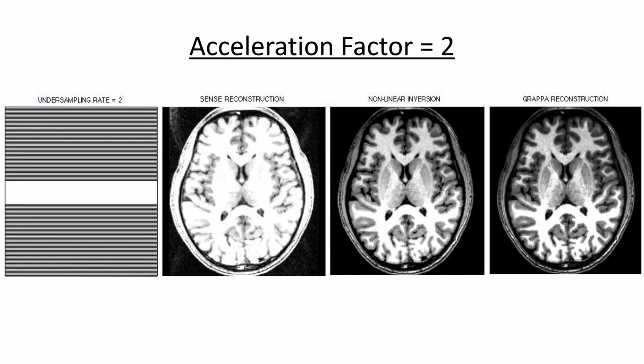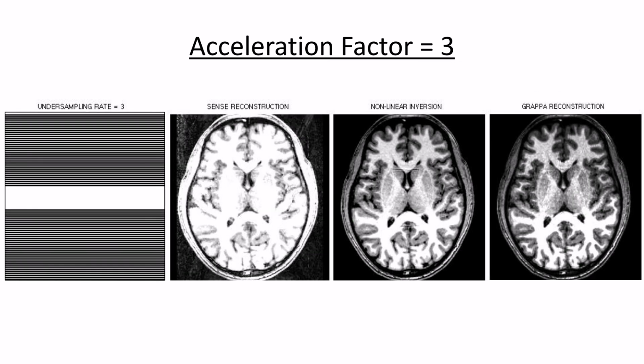We can see that the image from SENSE has many artifacts and it is blurred. GRAPPA and nonlinear inversion give better reconstructed images, but GRAPPA has some amount of noise in the central part of the image, which is evident at higher acceleration factors.